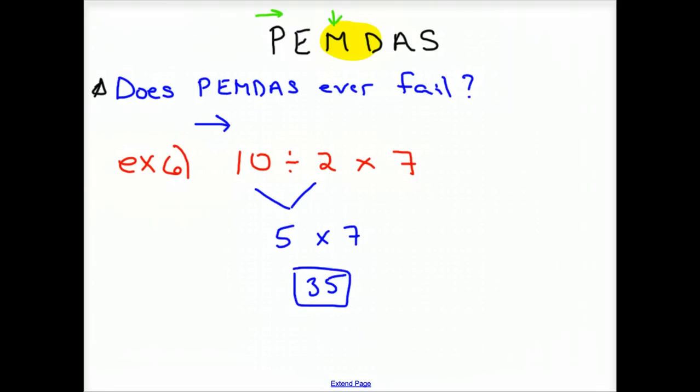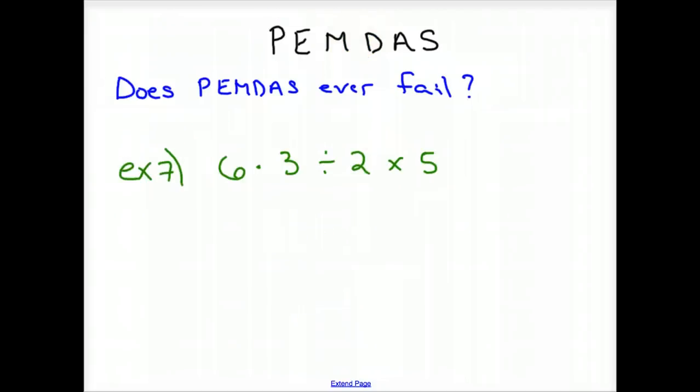So again, if the only two operations in the problem are division and multiplication, approach the problem just like you're reading a book, left to right. Example 7. Again, here we have multiplication, division, and multiplication. Again, only having multiplication and division. How should we approach this problem? If you said left to right, you are correct.